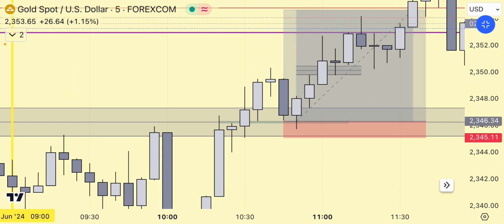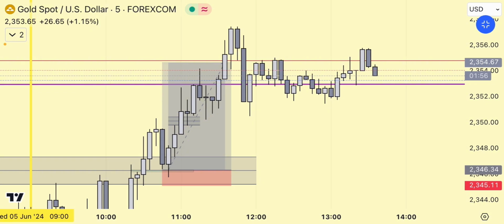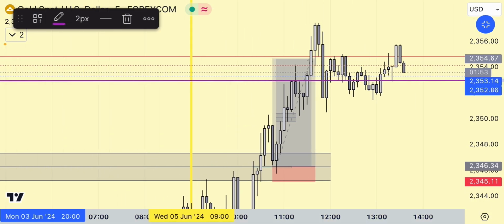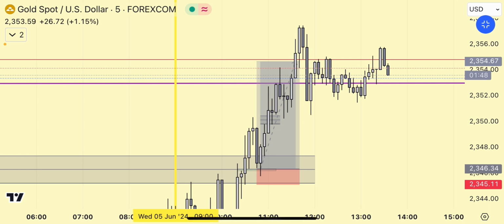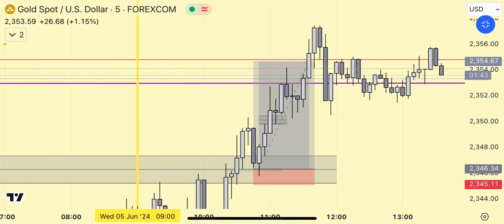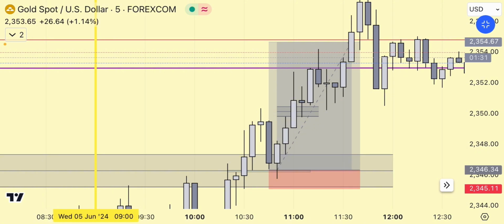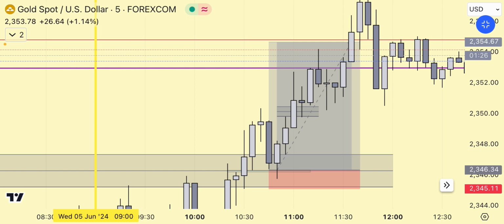So price then went up. I know I was late to this market, but I understood where the target was, which was the previous day's high. So price went to the previous day's high, and then we took our profit that you saw earlier in the video. So this is just a breakdown of how I was able to catch gold today, and how you can also do it using this process of reading price action with ICT concepts.